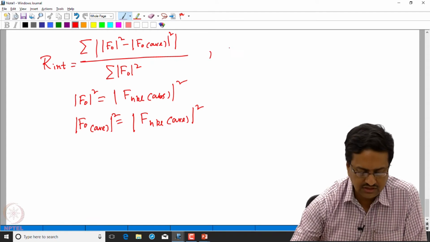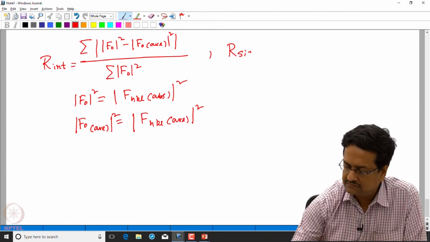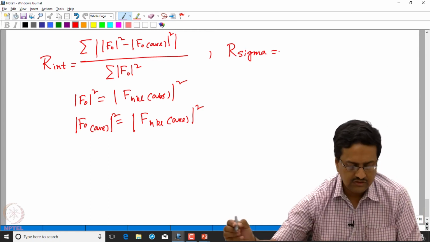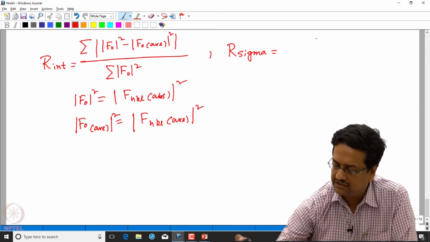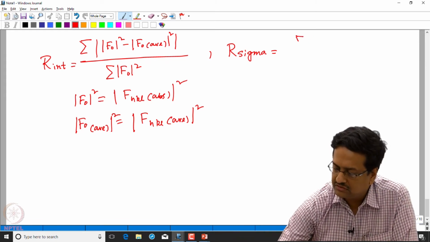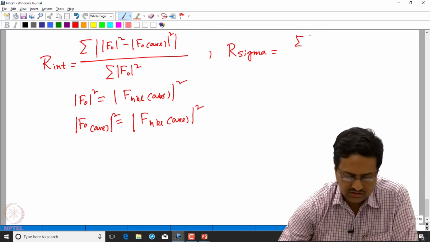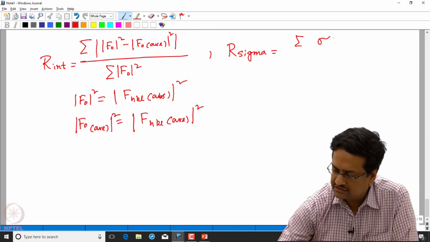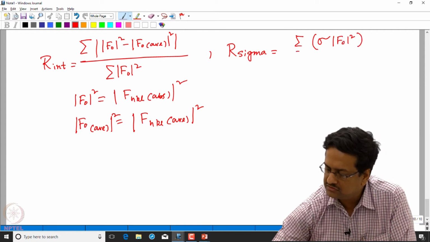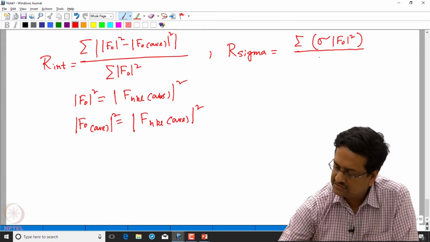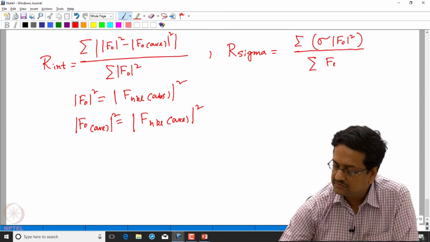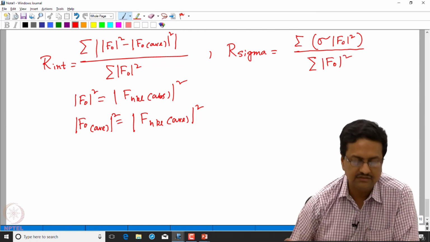And we also calculate another quantity called R sigma, which also is related to this observed structure factor amplitude square, that means the intensity. So we do the sum of all the standard deviations on the intensity, that is FO square, the sum of all those standard deviations of individual measurements, and then the sum of FO square, that is the intensity.